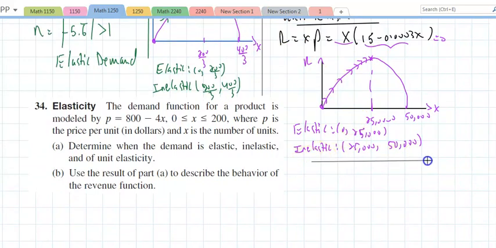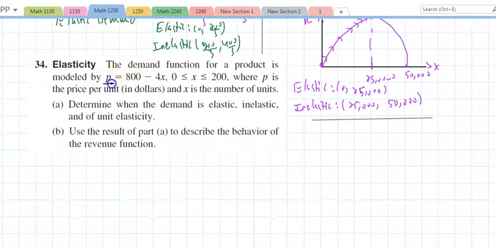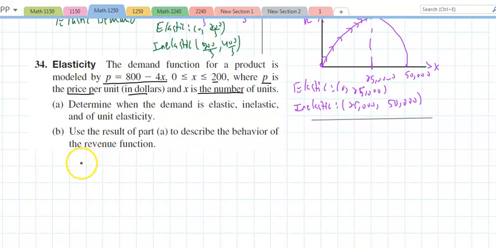And let me do one more. The demand function for a product is modeled by this, where x is between 0 and 200, okay? P is the price per unit in dollars and x is the number of units. Very good. A, determine whether the demand is elastic or inelastic, or unit elastic.